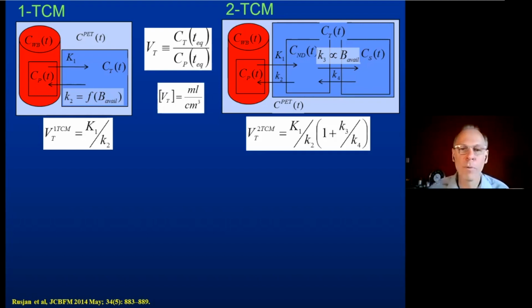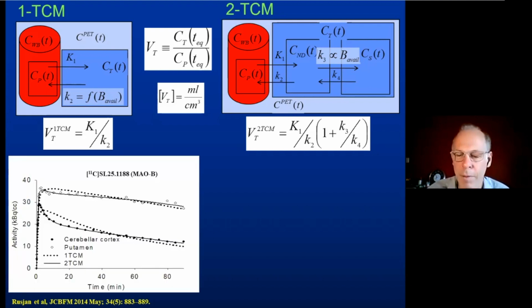The total distribution volume can be expressed as a combination of the rate constants, and in both cases it will be proportional to K3 and to the available concentration of protein that we want to quantify.